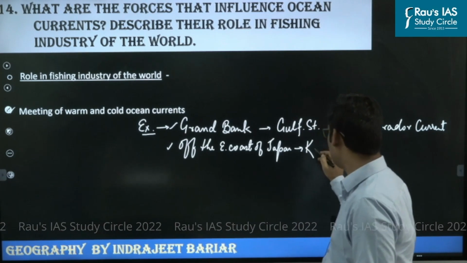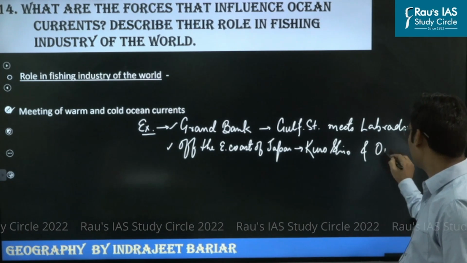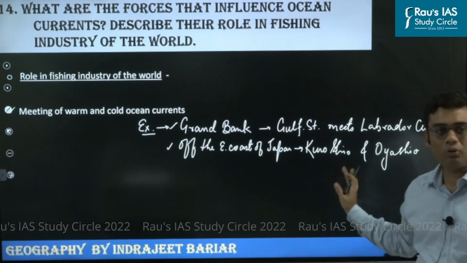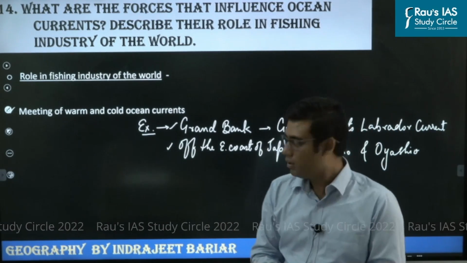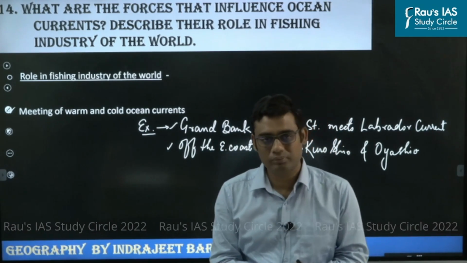And this is where the Kuroshio and Oyashio, the warm Kuroshio and the cold Oyashio currents meet. So both of these regions are very rich fishing grounds.